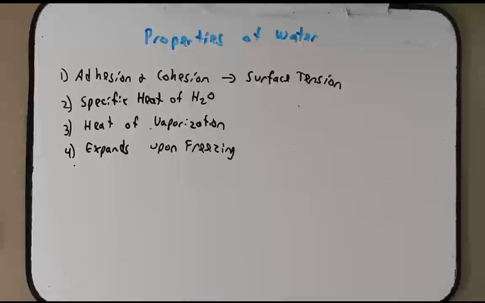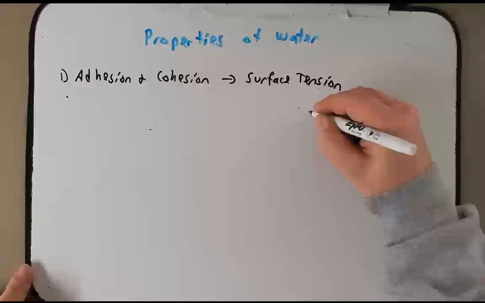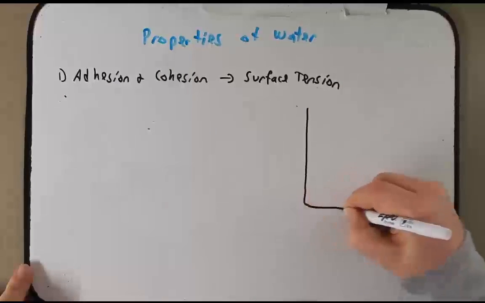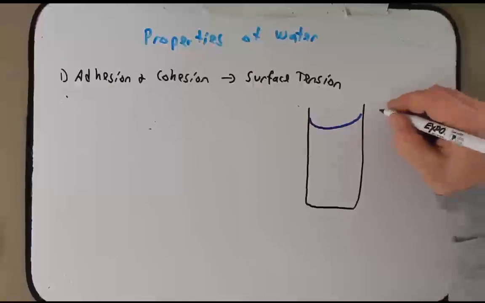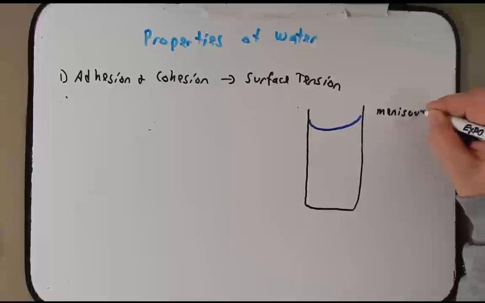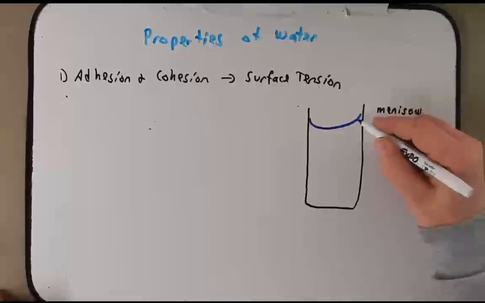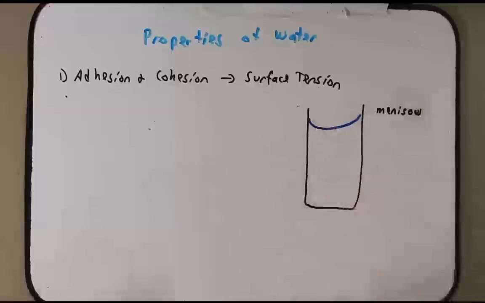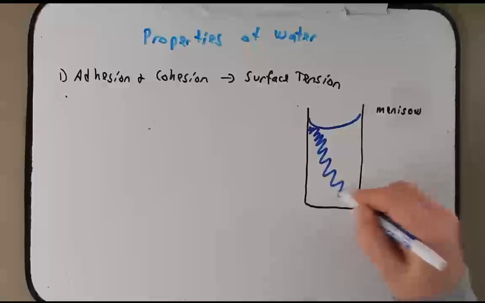So let's begin with adhesion and cohesion. In describing adhesion and cohesion, I'm going to draw a glass that's filled with water. And when you fill a glass with water, it will always form this meniscus. So this meniscus is seen here as water is being pulled up along the sides of the glass, and all the other molecules of water are in here.